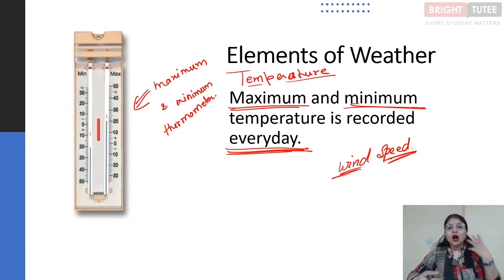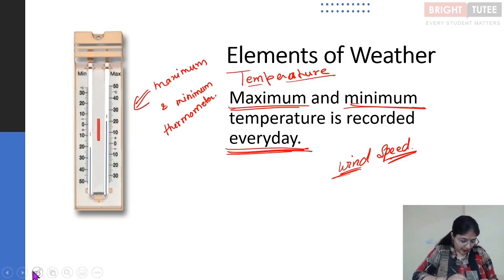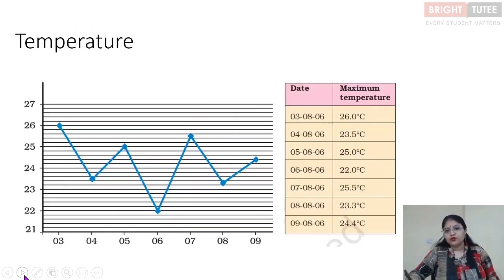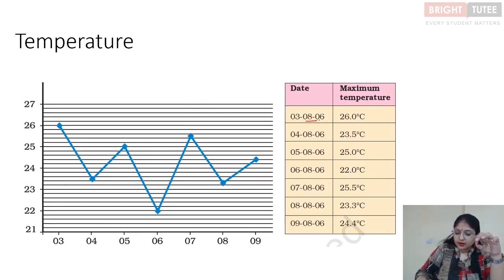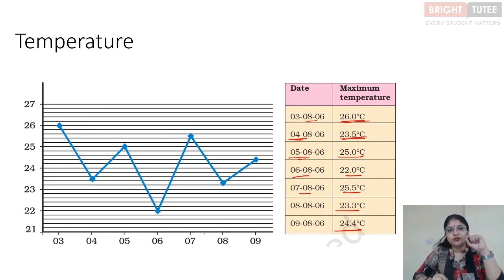Now, to understand the complexity and how dynamic the weather is, this is the record of Meghalaya from 3rd August 2006 to 9th August 2016. So this is the record of a few days, that is on 3rd August the maximum temperature was 26 degrees, on 4th it was 23.5, on 5th 25, and so on. You are seeing how each day the temperature is changing.